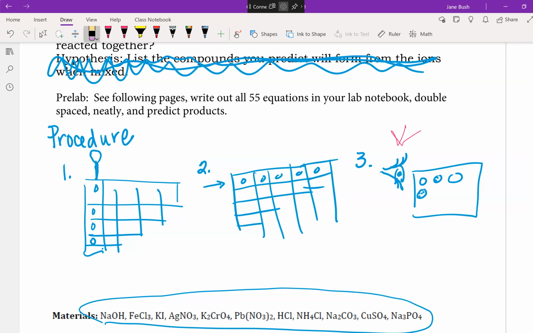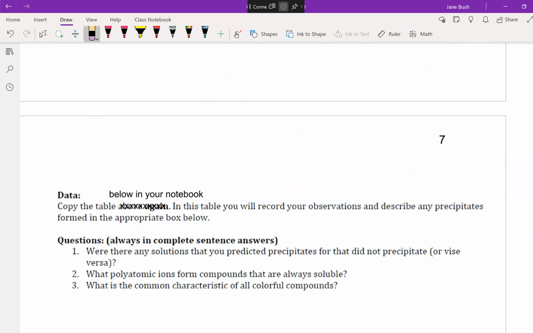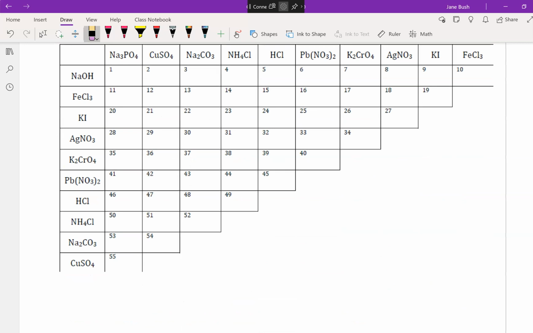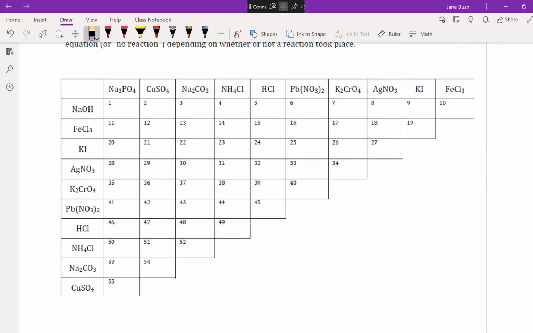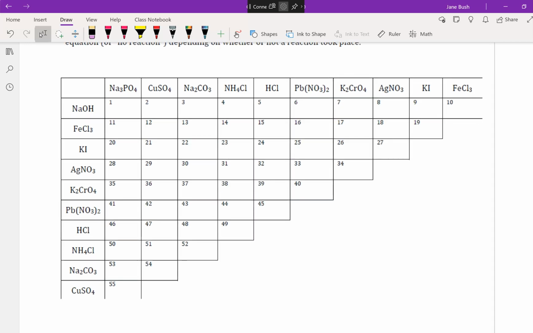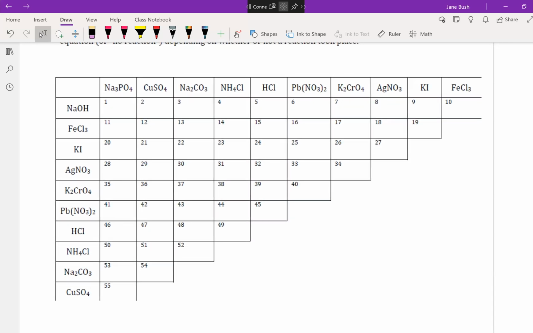Once you have finished that, I'll come back to it in a second. You're going to go to the next page in your notes, and you're going to copy this data table into your lab notebook. The data table needs to be big enough that you can write in the box. So do not cram it into a teeny tiny corner. Don't be afraid to use space.